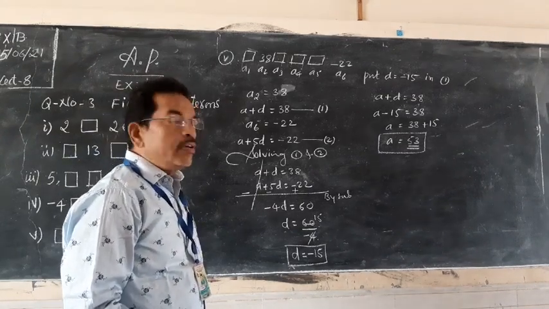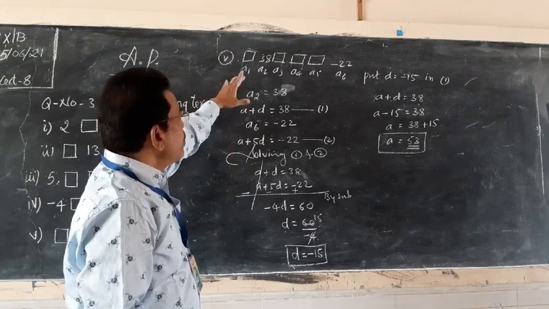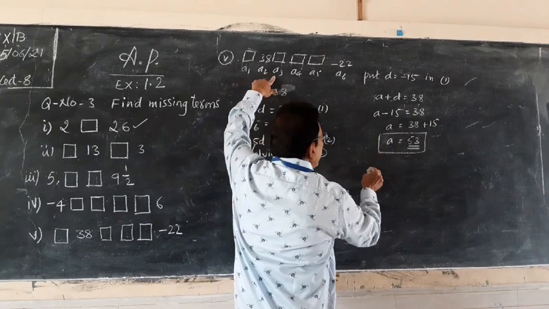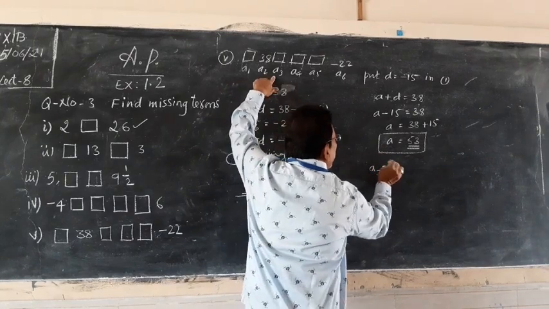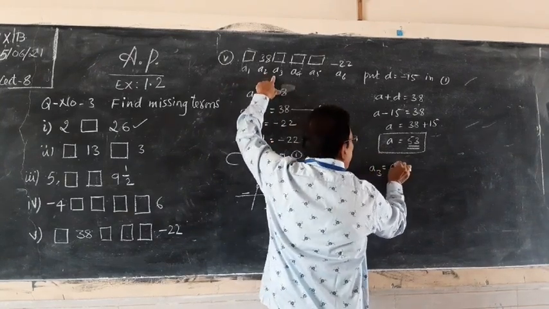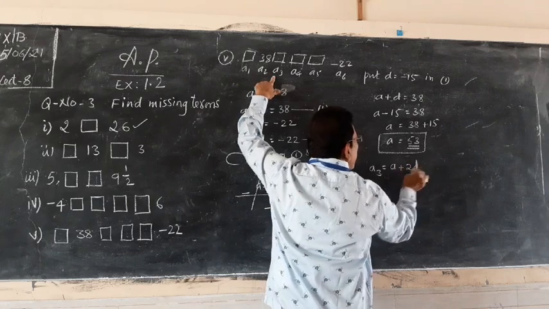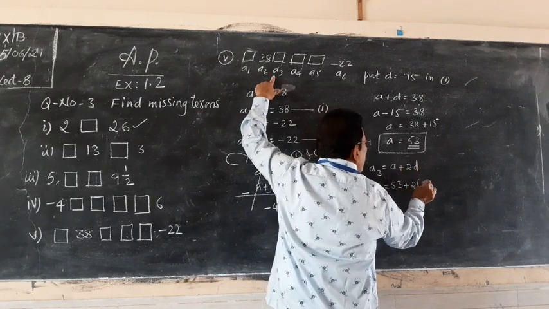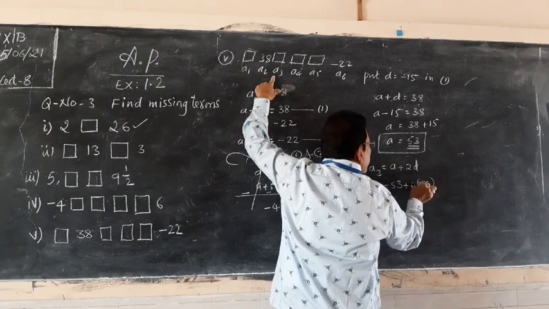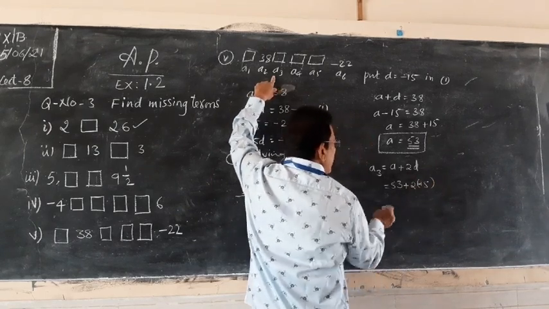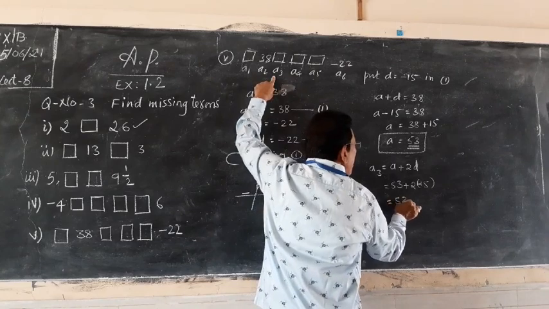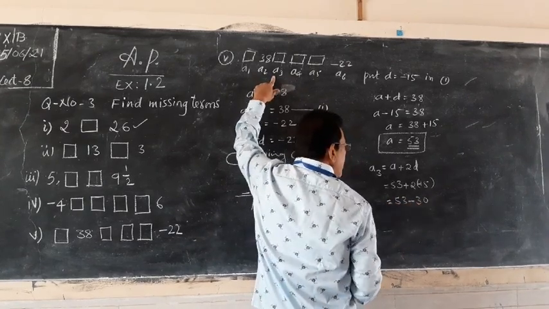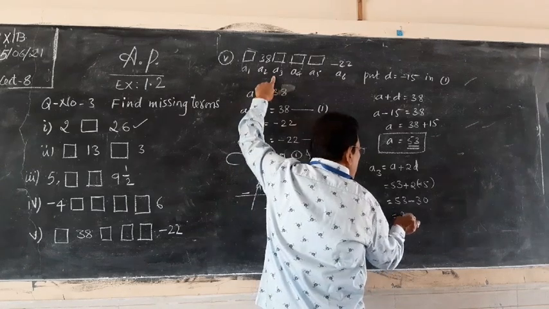Then what you have to do? You have to find the remaining terms. A1 that we got is 53. Then A3 we need. A3 equals a plus 2d, 53 plus 2 into minus 15. That is 53 minus 30, which is 23.